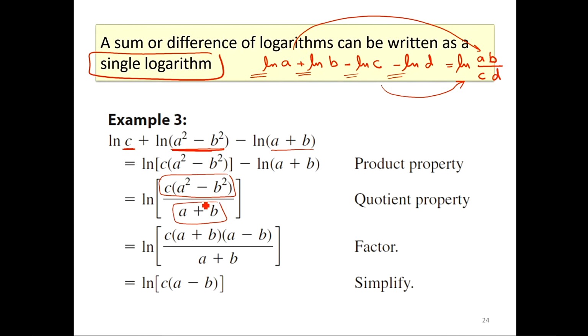Now a squared minus b squared, we have a difference of squares. We can put it a plus b multiplied by a minus b, and remove a plus b with a plus b. Any question? Any question?